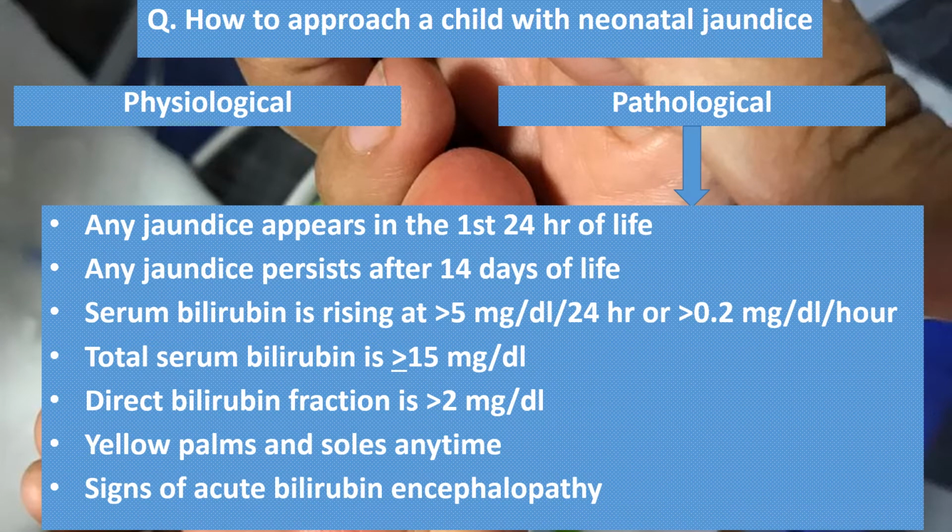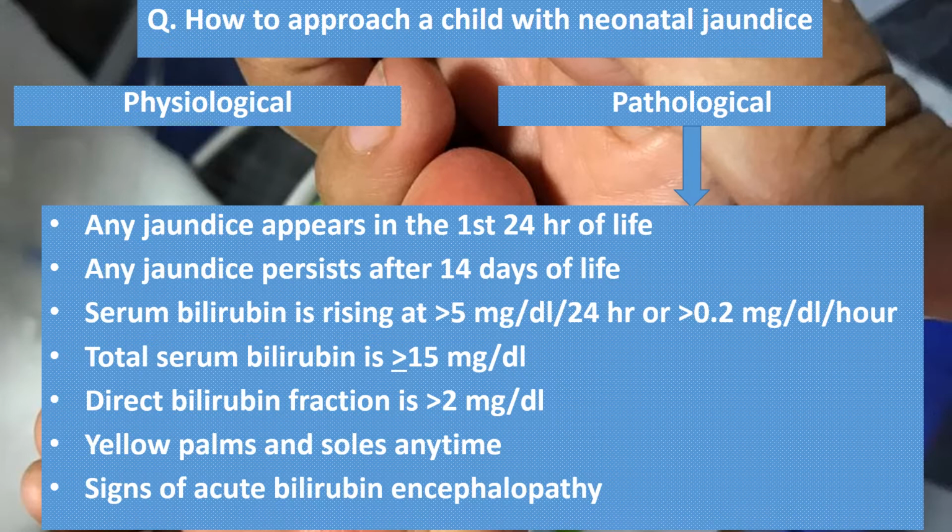Any jaundice which appears in the first 24 hours of life is always pathological, and if it persists beyond 14 days of life, then also it is pathological. Between 1 to 14 days of life, it can be physiological or pathological. If you find that the total serum bilirubin is more than the expected cutoff value for the physiological range, then you have to go for investigation to rule out the various causes of pathological jaundice.